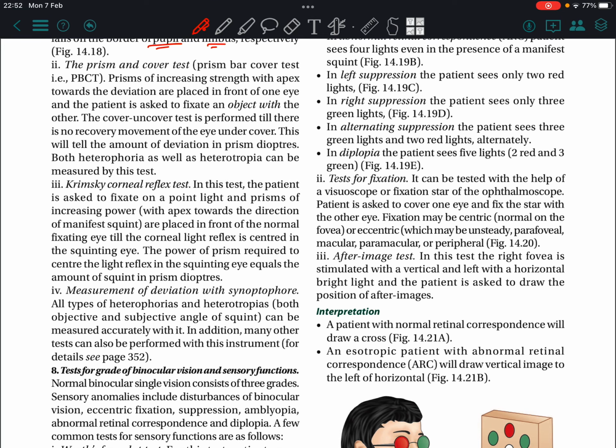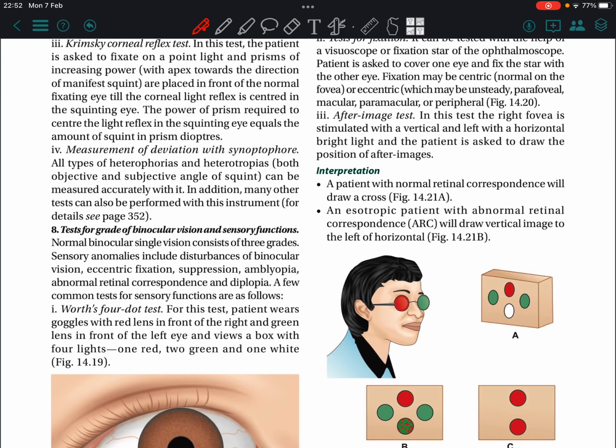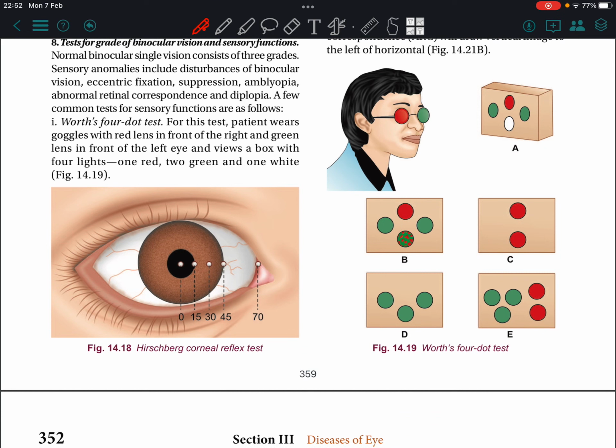The prism and cover test: prisms of increasing strength with apex towards the deviation are placed in front of one eye. The cover and uncover test is performed till there is no recovery movement of the eye under cover. Krimsky corneal reflex test. Hirschberg corneal reflex test.